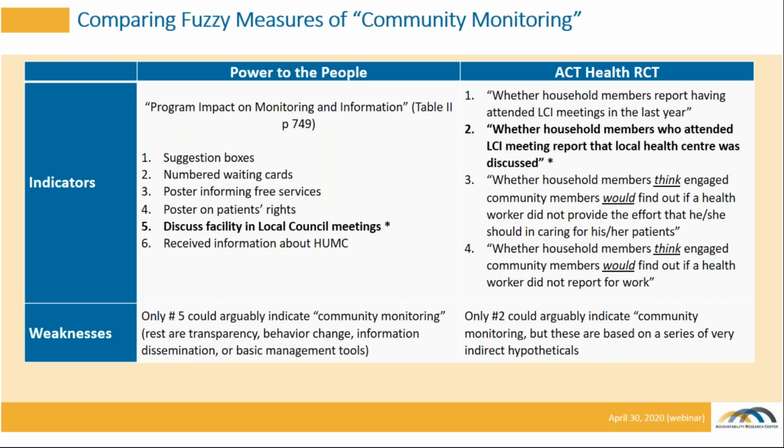The Act Health RCT 10 years later operationalized community monitoring in a slightly different way. And I won't read those because you can see them on your screen, but I will point out that of the 4, the second one, whether household members who attended the LC1 meeting, the local meeting, report that health center was discussed, is probably the closest to community monitoring. But if you see the rest, they're really based on a series of very indirect hypothetical situations or scenarios. For example, number 4, whether household members think engaged community members would find out if a health worker did not report for work.